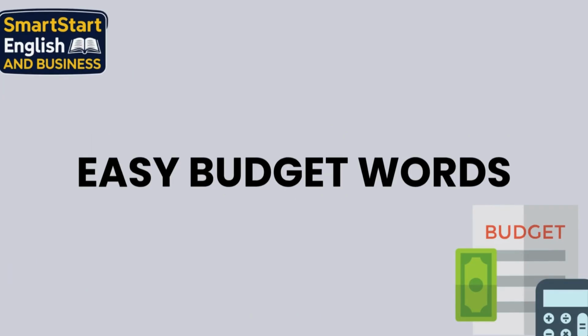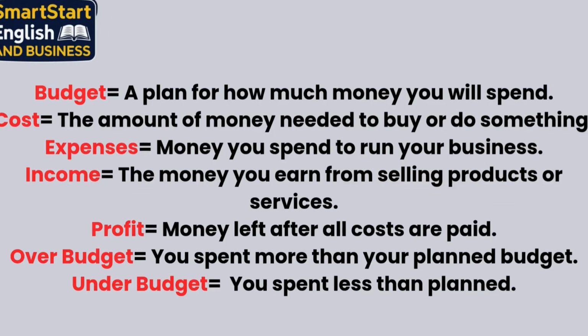Easy budget words. Budget. A plan for how much money you will spend. Cost. The amount of money needed to buy or do something. Expenses. Money you spend to run your business. Income. The amount you earn from selling products or services. Profit. Money left after all costs are paid.